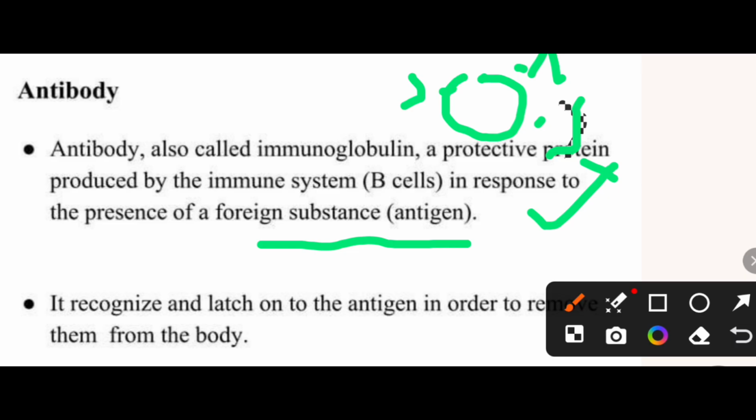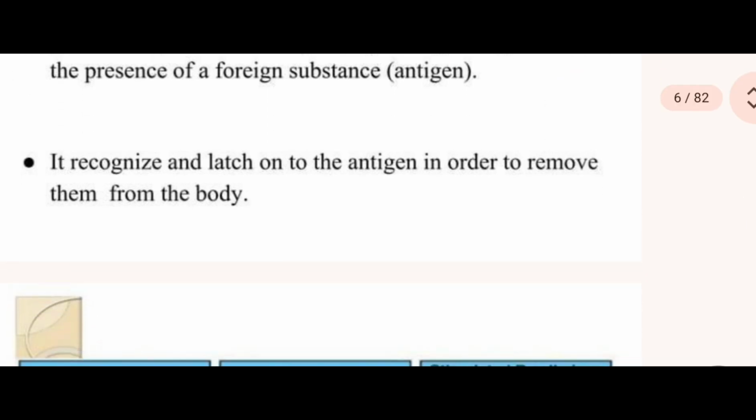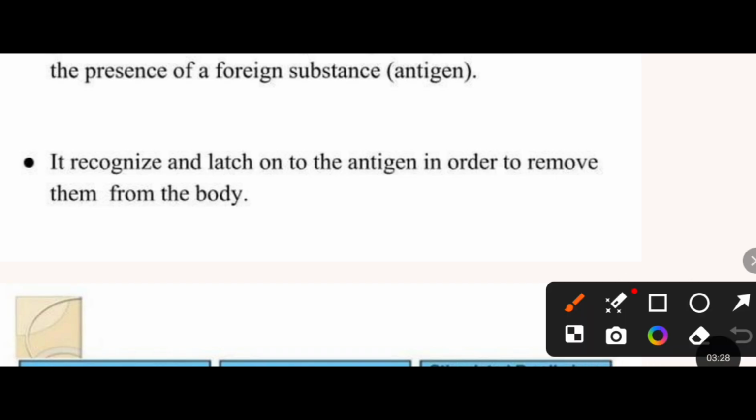So antibodies are immunoglobulins, and they are protective proteins produced by the immune system, B cells mainly, in response to the presence of foreign antigens, and they recognize and latch on to the antigen in order to remove them from the body. Basically it latches on the antigen to remove it from the body.